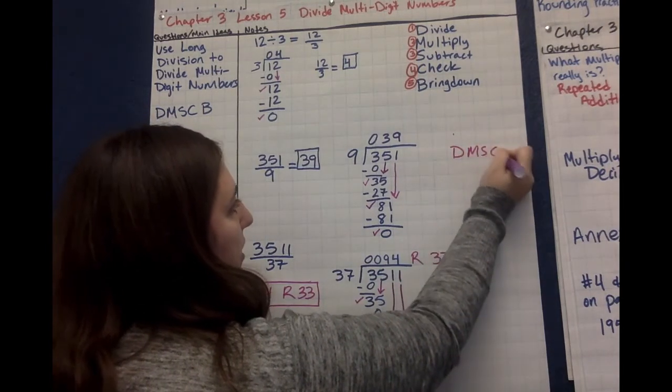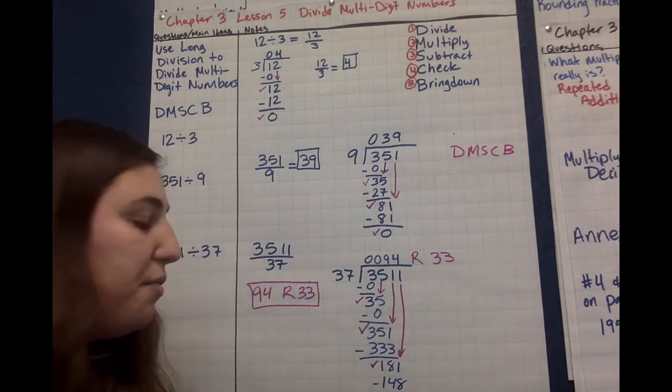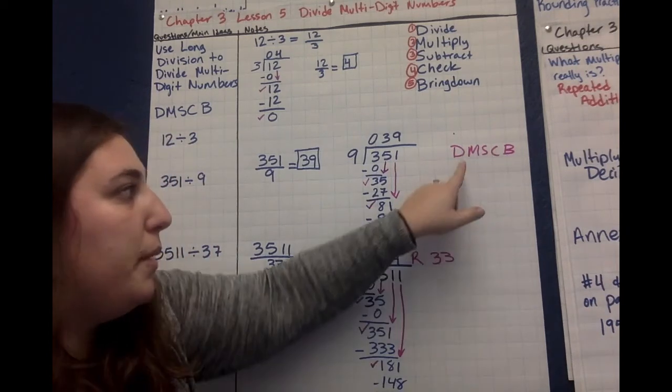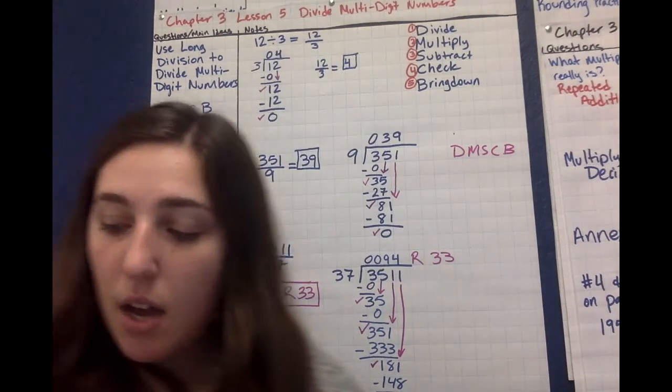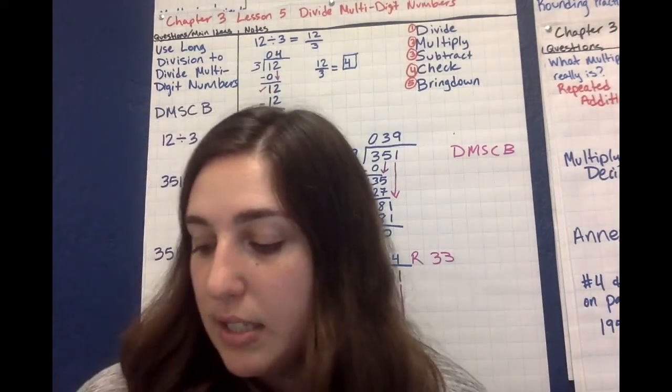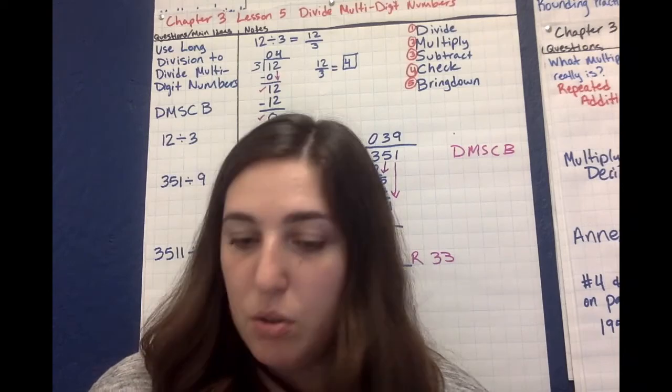DMSCB. You can always just write that on the side of your paper so you make sure you're following all the steps. Okay, try the Got It problems on pages 216 and 217.